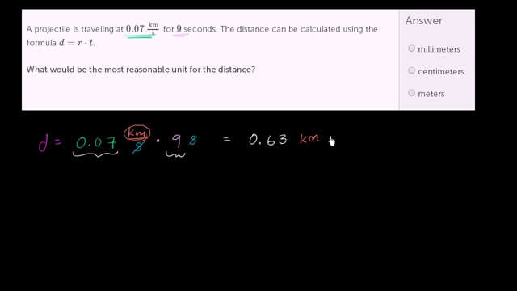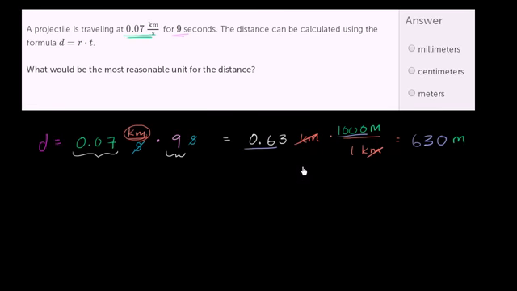So we want to get rid of the kilometers. So let's put a kilometer in the denominator, so 1 kilometer in the denominator, and let's put a meter in the numerator. So how many meters is equal to 1 kilometer? Well, 1,000 meters is equal to a kilometer. So kilometers cancel, and we're left with 0.63 times 1,000 divided by 1, meters. Well, what's that going to be? That's going to be 630. So if you take the product of that and that, you get the numeric part, 630, and the units that you're left with are meters.